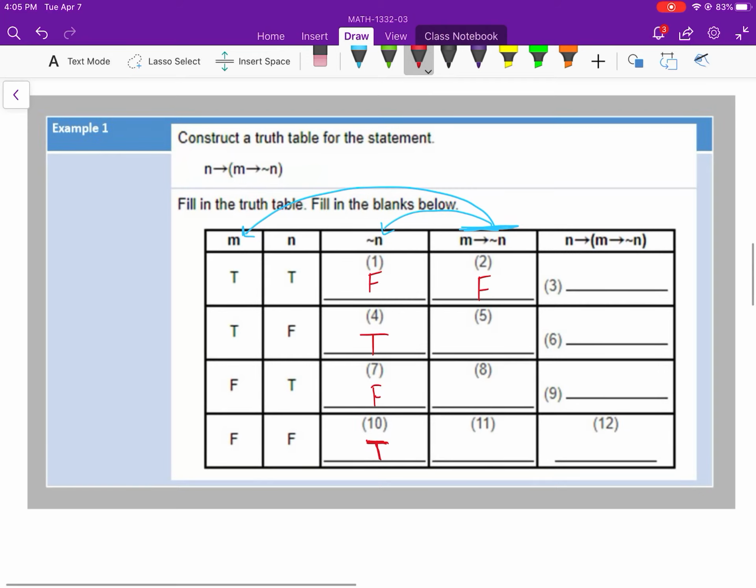All right, going back down. All right, number 5 here. If M, which is true, then the negation of N is true. So true and true, that means this is true. Okay? Number 8 here. Okay? If M is false and the negation of N is false, then number 8 will be true. Okay? And then the last one there, if M is false, then the negation of N is true. This is also a true statement. Okay? All right, now let's put them all together.